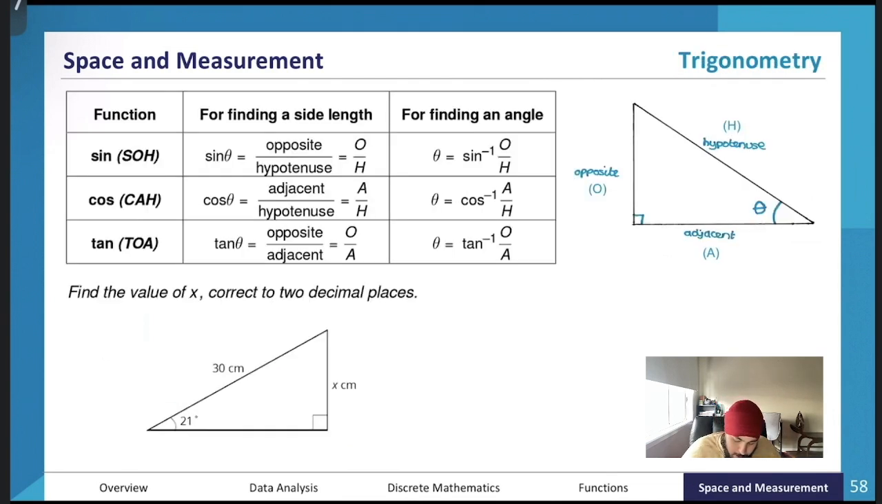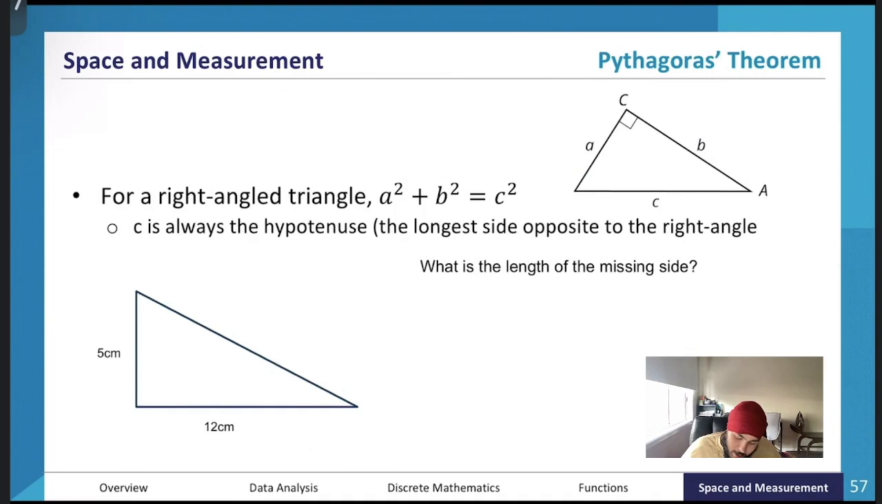So for example, for this triangle over here, to work out what the hypotenuse is, this is the right angle. The hypotenuse is, remember, opposite to the right angle. Remember, a squared plus b squared is equal to c squared. So a is 5. So 5 squared plus 12 squared is equal to c squared.